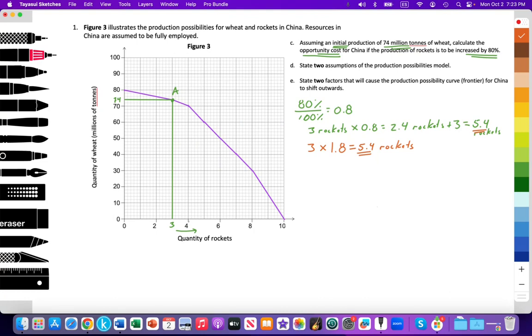So I've got to look for that point. So here's 4, here's 5, 5.4. I'm going to look on the PPC curve and see what's the quantity of wheat production at that point. And here we are. So I'm going to mark that as point B. We have 2, 4. So that's approximately right. So here we have 5.4. Here is 2, 4.